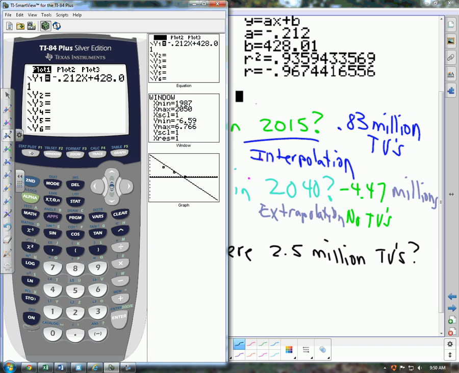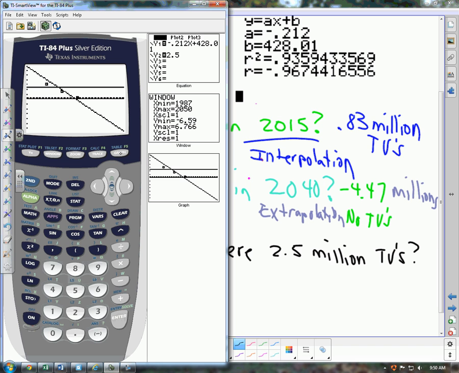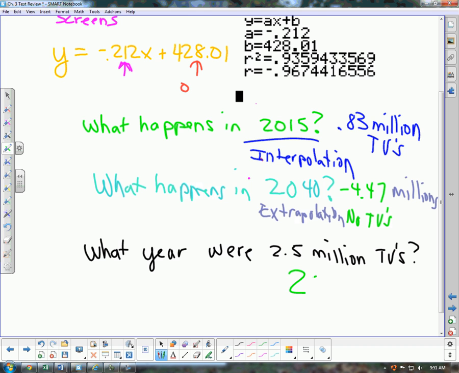TI people, you have to go about it a different way, in that you need to put in 2.5 as a second equation, then graph the two, and then find the intersection point. So second calc, number 5, and we have a first line, second line, and we don't need a guess. And so it's 2007 would be the answer. And there will be a couple of questions like that on the test where you have to use your calculator to come up with the line of best fit and all of that good stuff.